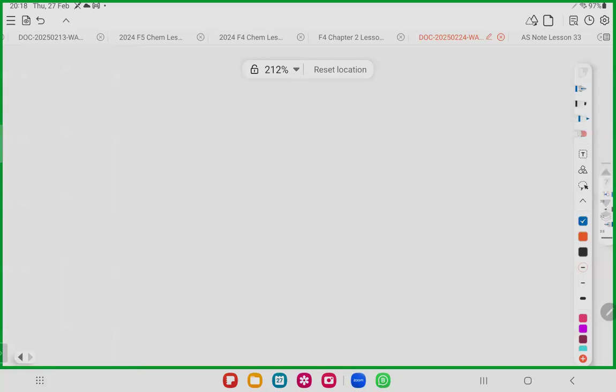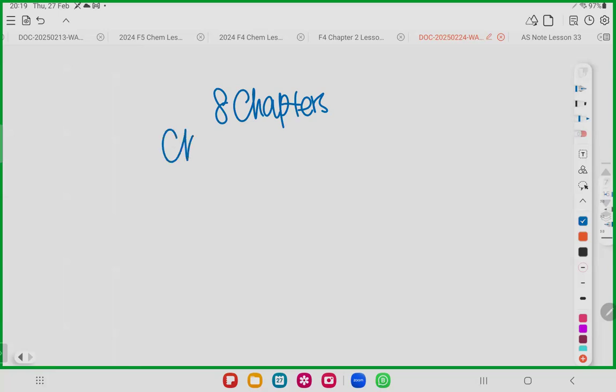Okay. So in the last lesson, I mentioned that there are a total of 8 chapters in your chemistry. We are starting with chapter 2 because chapter 1 is just an introduction to chemistry, which will not be tested in the real examination. So we only start with chapter 2. Chapter 2 is called atomic structure.